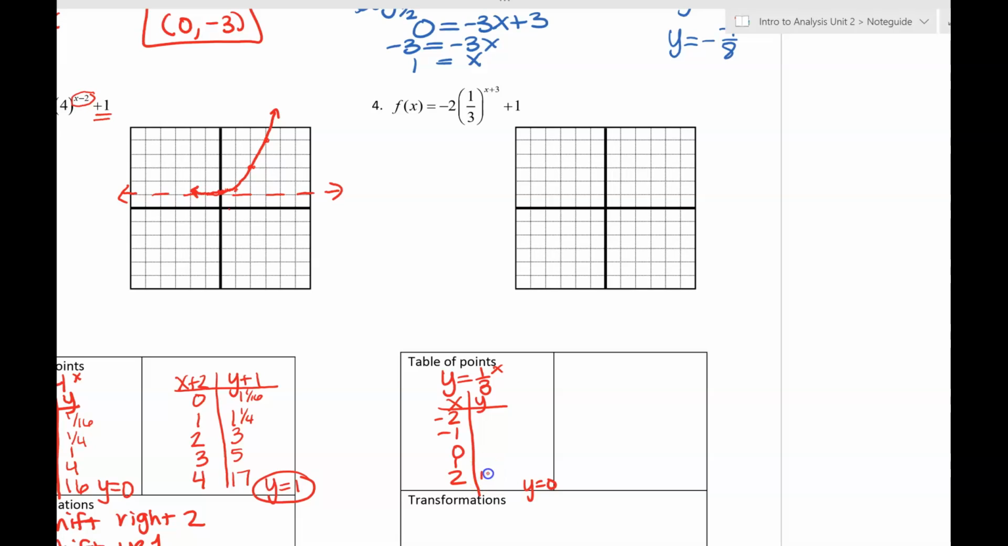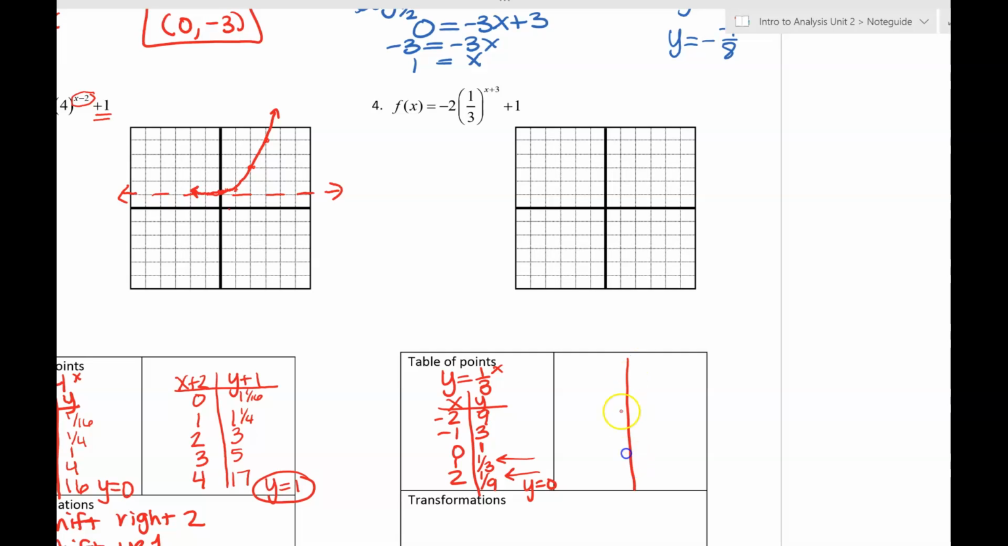So 1/3 squared is 1/9. 1/3 to the first power is 1/3. 1/3 to the 0 power is 1. 1/3 to the negative 1 power will be the reciprocal of what I got for 1/3 to the first power, so it'll be 3. And 1/3 to the negative 2 power will be the reciprocal of the second power, which would be 9.